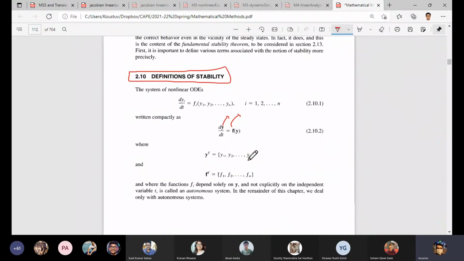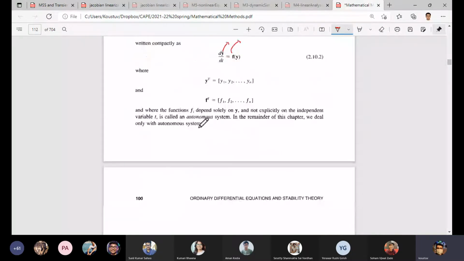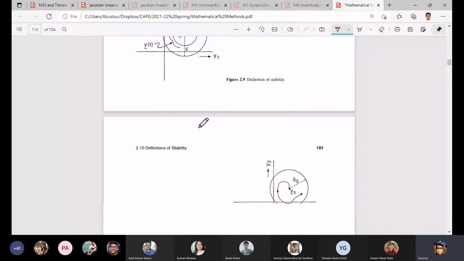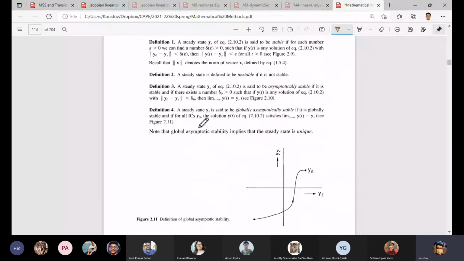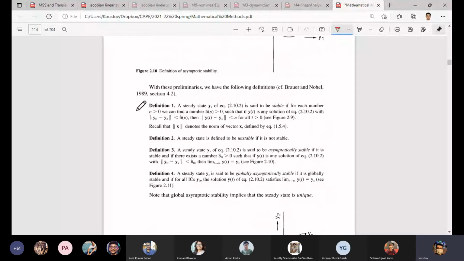So the definition of stability in this particular section 2.10 is a little bit advanced, but it gives you an idea about the different terms called asymptotically stable, globally asymptotically stable, or unstable. So these are different definitions which we get from these 4 different points. This is some reference reading or additional reading.